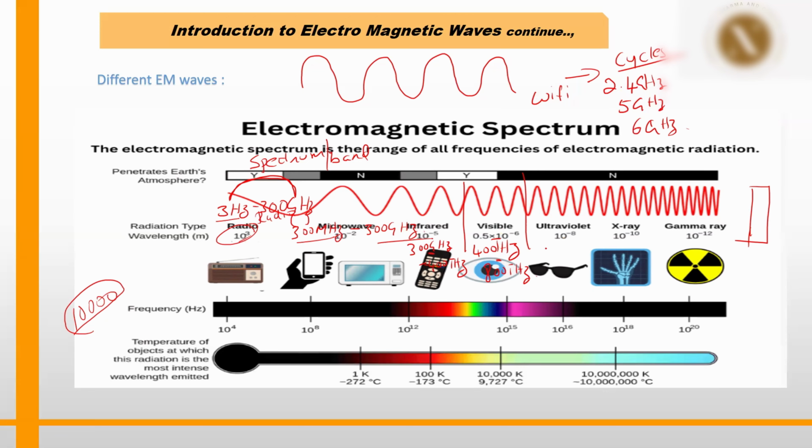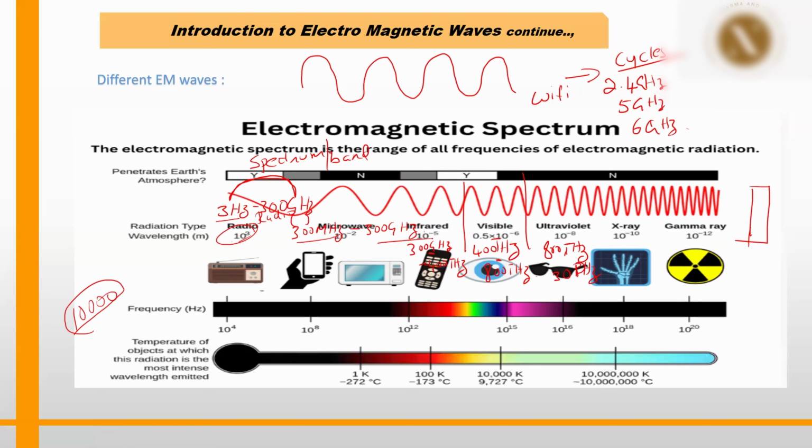Then ultraviolet is a super high frequency, 800 terahertz to 30 petahertz. So this is the range for ultraviolet rays.